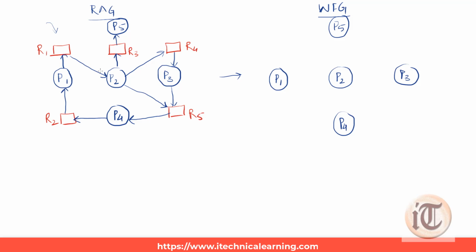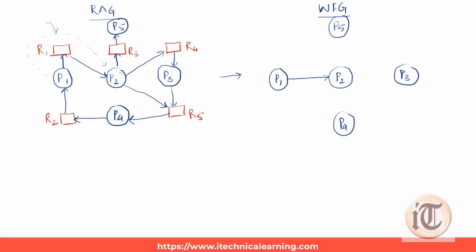and this R1 is allocated to P2. So indirectly we can say that P1 is waiting for the resource which is actually allocated to P2. When P2 finishes its work, this resource will automatically be free. So indirectly we can say that P1 is waiting for P2. We eliminate the resource and draw an edge from P1 to P2, denoting that P1 is waiting for P2 to finish.